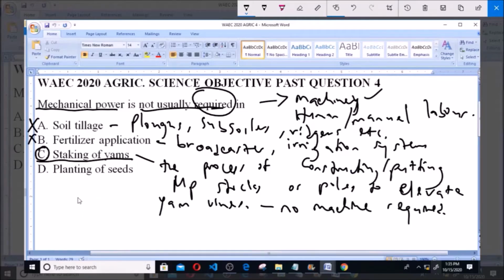Now for option D, planting of seeds, you have the planter, which is used for that purpose, so it is not the answer. So as we have established, option C is the correct answer to this question.